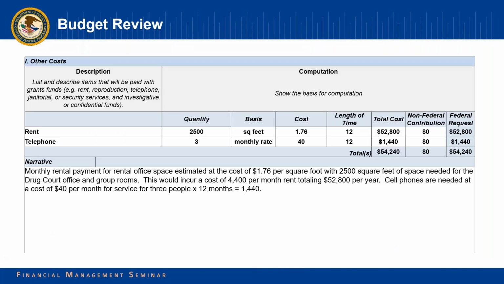Next slide, please. So in this example here, you have rent. The rent is showing a basis of square feet. The quantity is 2,500, so that would tell me rent is based on 2,500 square feet at a cost per square feet and amount of time the rent is going to be paid for this particular grant program, and also shows an example of telephone service being listed. In the narrative, it explains what the rent is for, how it's being calculated, and the same for the telephone service. Again, as I mentioned, cell phones could either be in the other category or the supplies category.